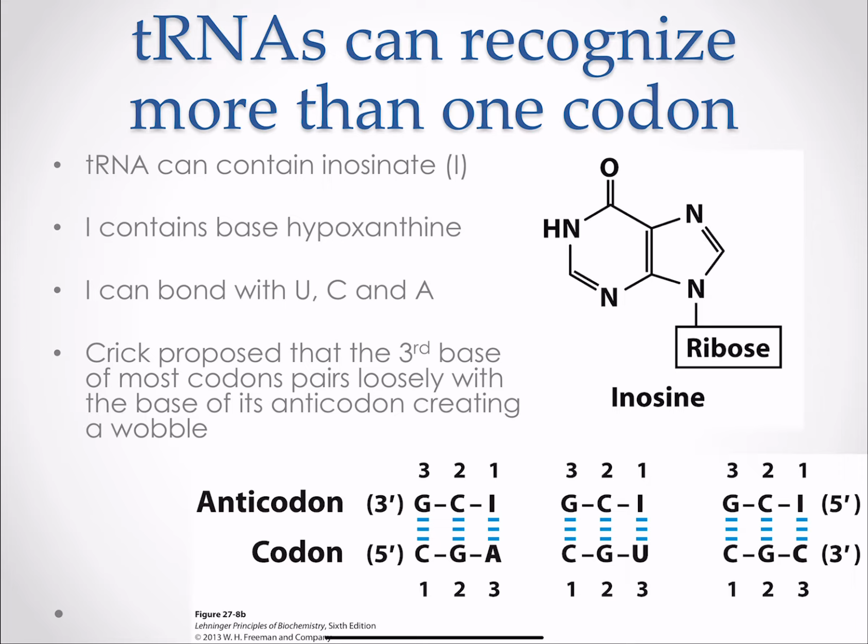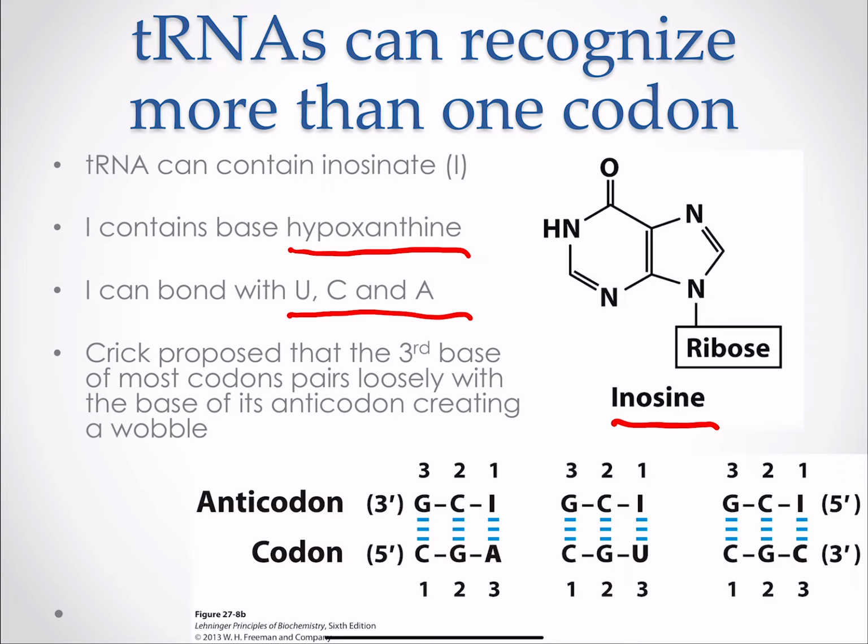So our transfer RNAs can recognize more than one codon, and this is an important concept. Because remember that base pair hypoxanthine, well, it can become inosine. And inosine can bond with either a uracil, a cytidine, or an adenine. And so this flexibility of inosine to bind with these 3 different nucleic acids is what Crick proposed would be what we call the wobble effect.